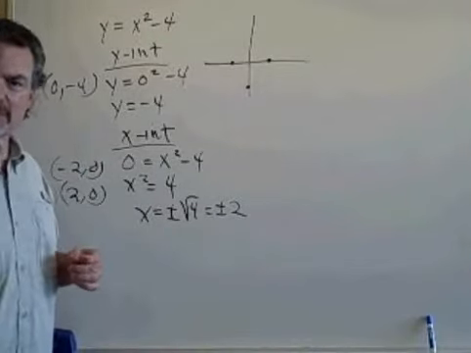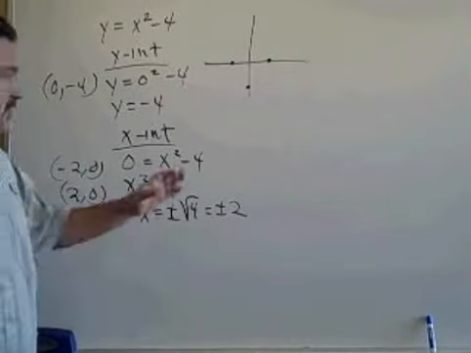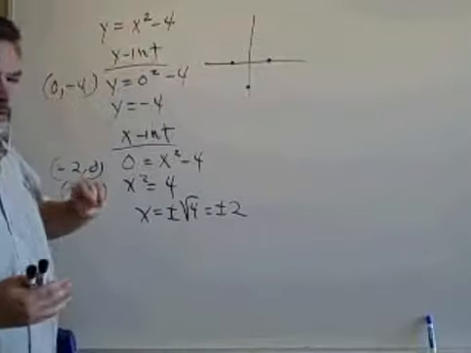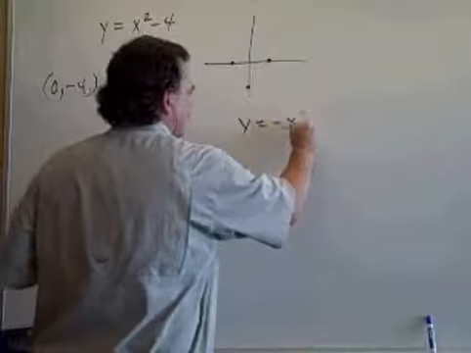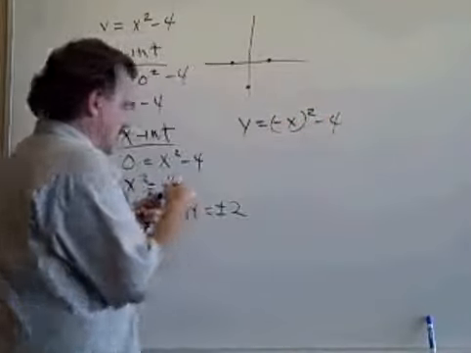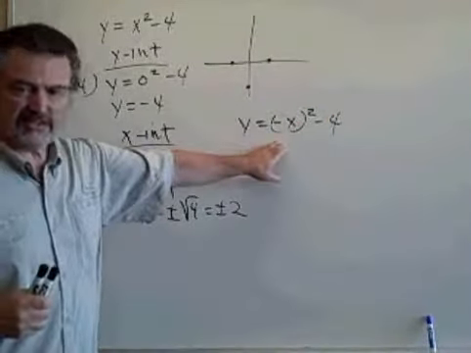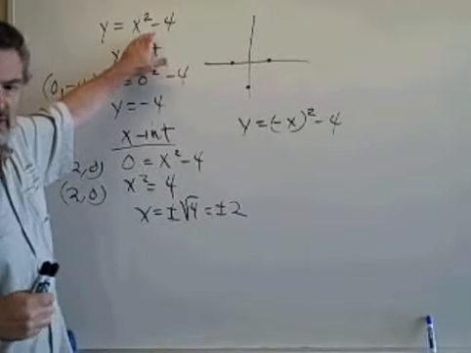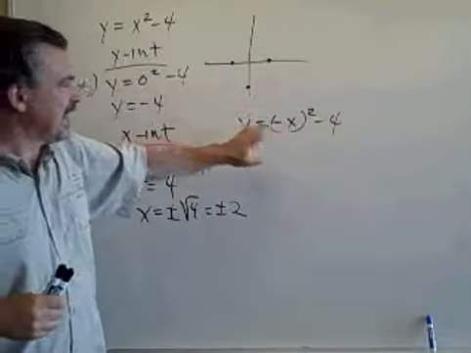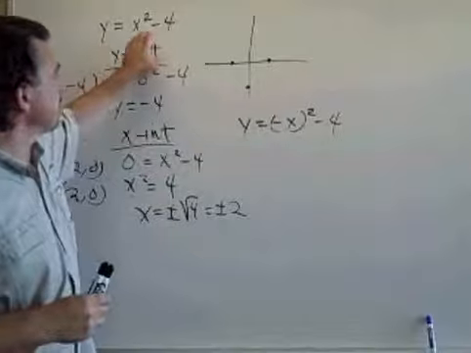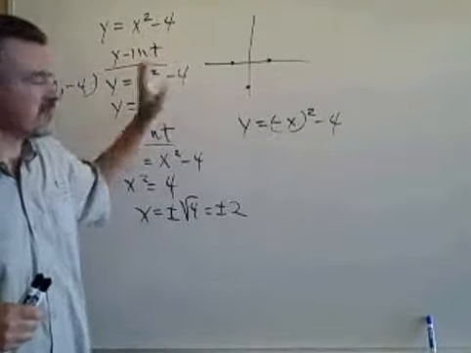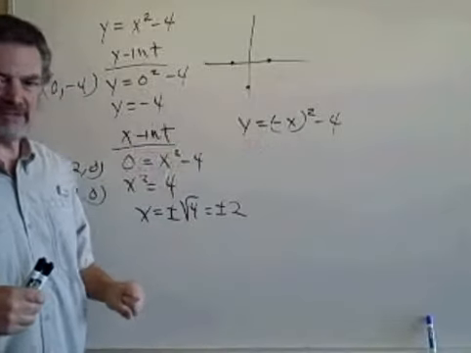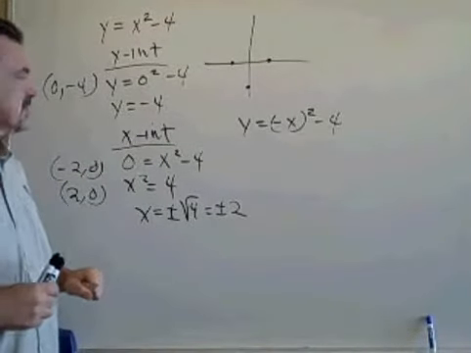Remember, to test for symmetry with respect to the y-axis, we let x be replaced by -x and analyze this expression to see if it's the same as the original expression. And it is. The square of -x is the same as x squared, so those two expressions are equal. That tells us we have symmetry with respect to the y-axis.